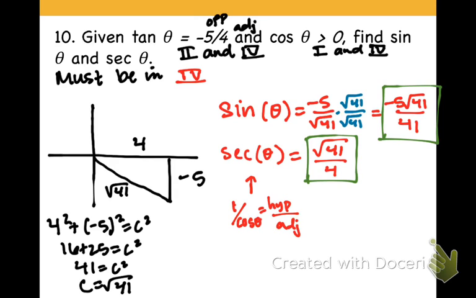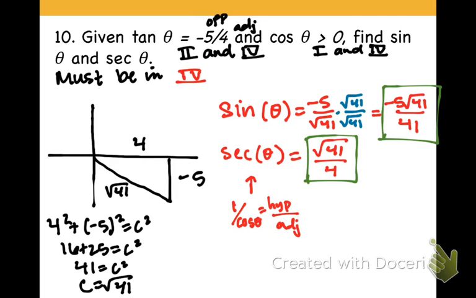So we need to figure out our hypotenuse. So a squared plus b squared equals c squared. Remember, we want to put the -5 in parentheses and then square it. So we get a +25. And we get that c is the square root of 41. That doesn't reduce, so we don't need to build a tree or anything like that. 41 is prime.